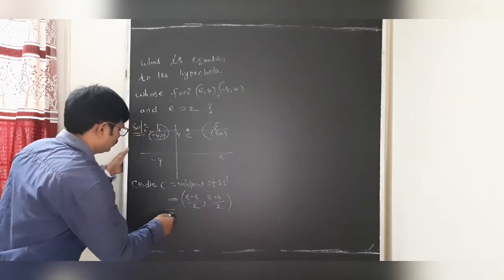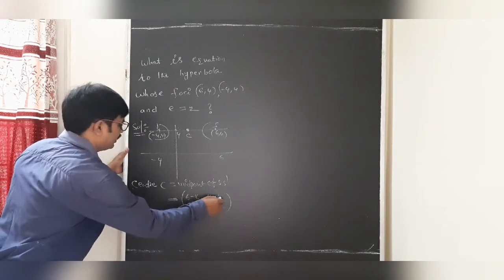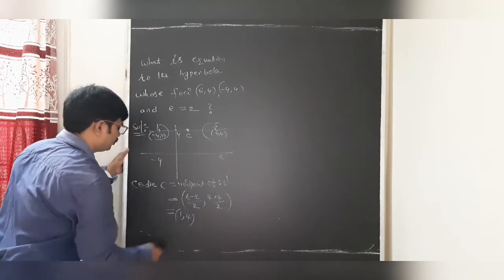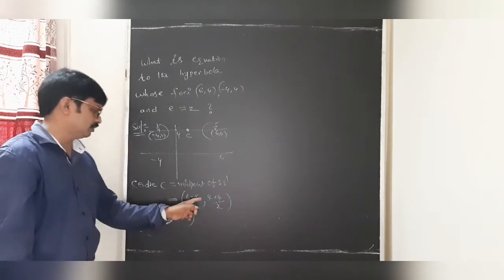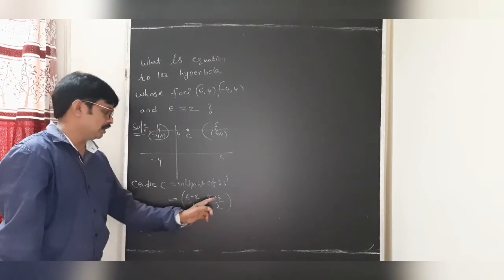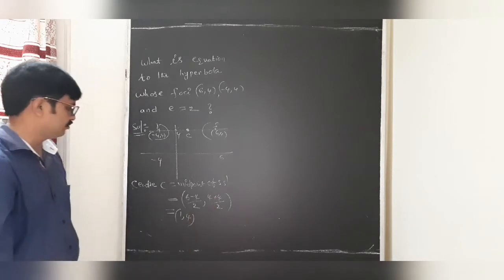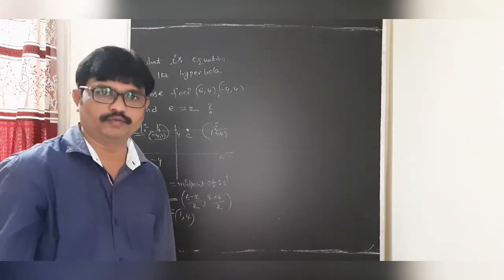6 minus 4 is 2, and 2 by 2 is 1. 4 plus 4 is 8, and 8 by 2 is 4. So the center will be, students, (1, 4).